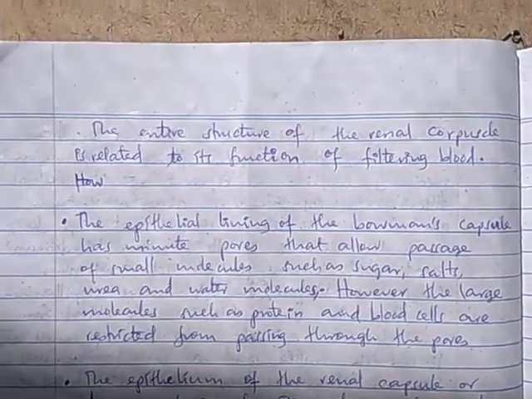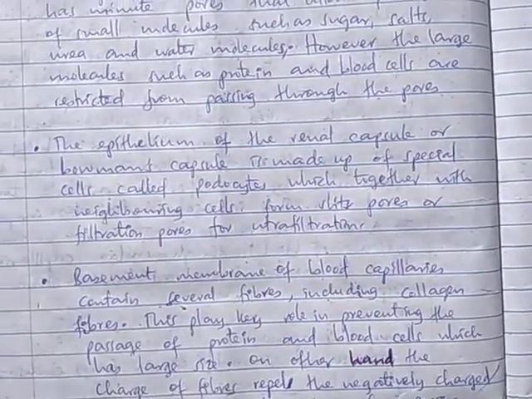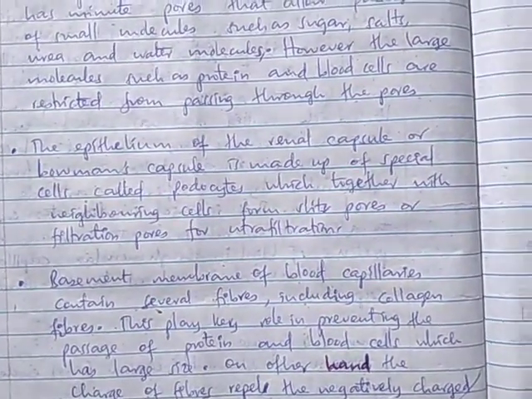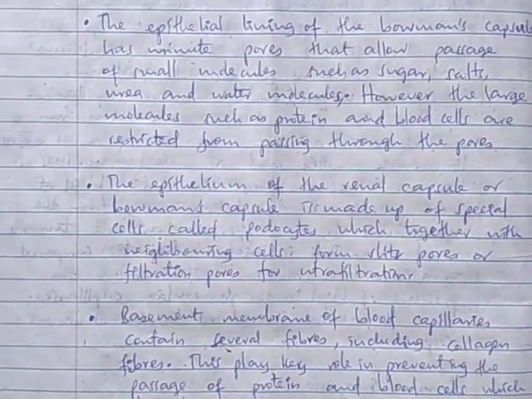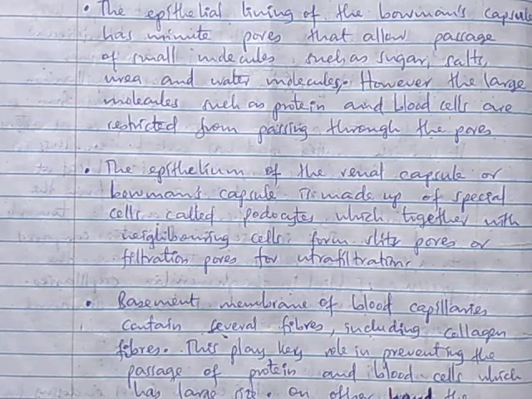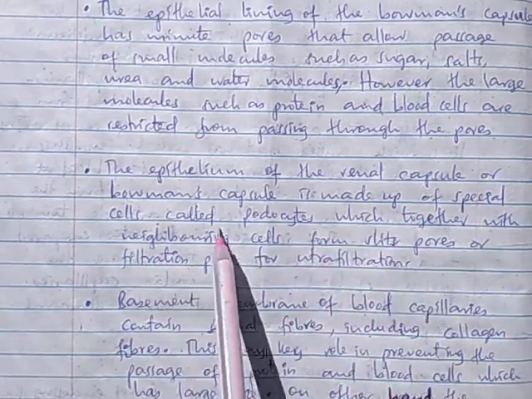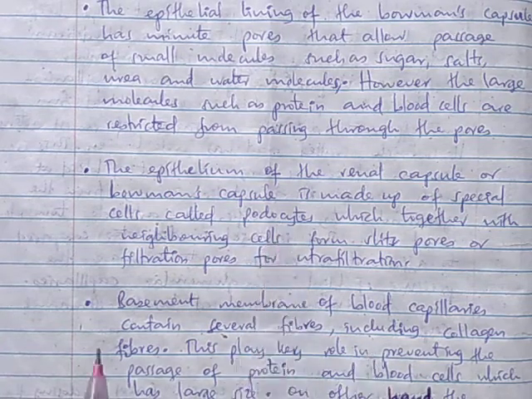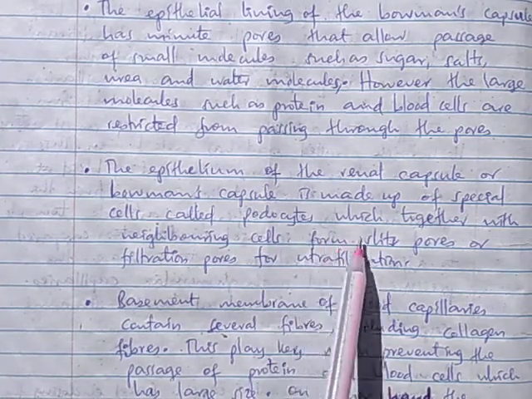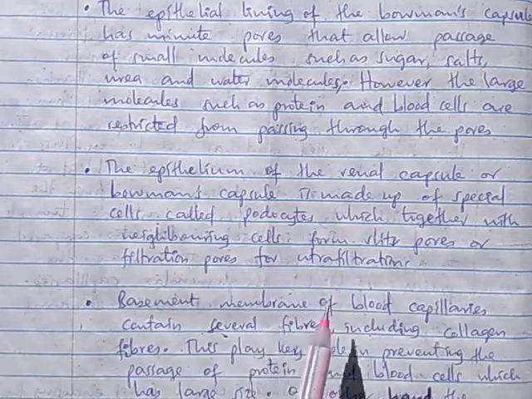Kama tulivyosema kule mwanzoni kwamba sio materials zote zinazoweza kupita kwenye hiyo renal corpuscle. Kwa nini? Kwa sababu materials nyingine zenyewe zinakuwa restricted kwa namna ile pale, ili kuweza kufanya vitu viende kwa namna ambayo inatakiwa. Then the second adaptation of the renal corpuscle, the epithelium of the renal corpuscle or Bowman's capsule is made up of special cells called the podocytes. Hizi zote tutaenda kuziona kwa ukaribu zaidi. Podocytes, which together with the neighboring cell form slit pores or filtering pores for ultrafiltration.